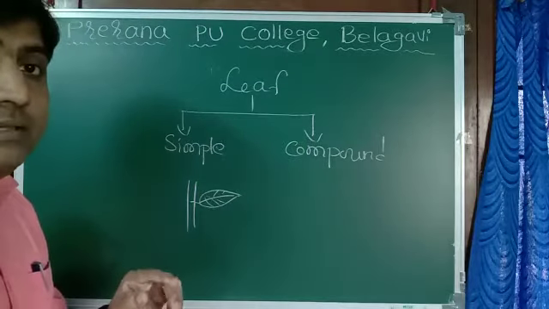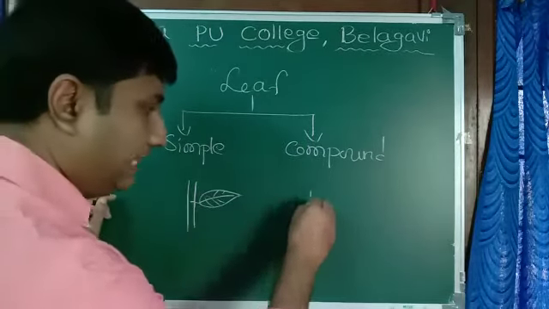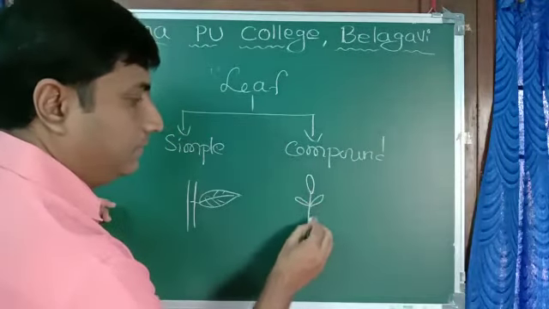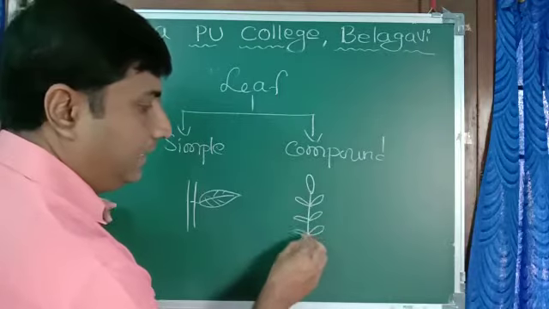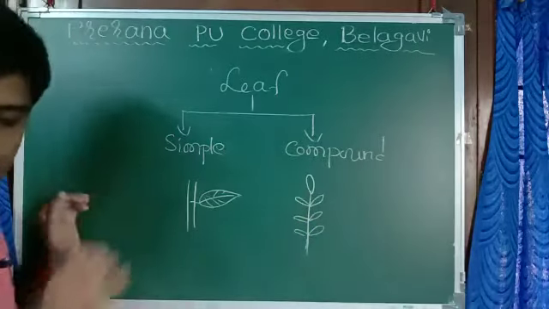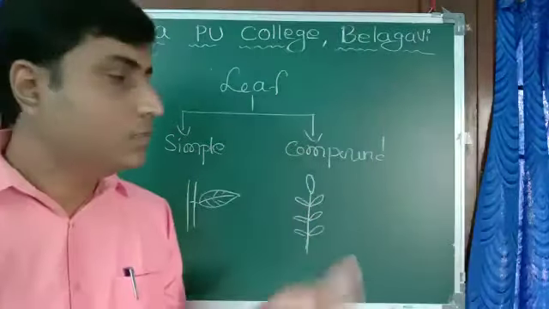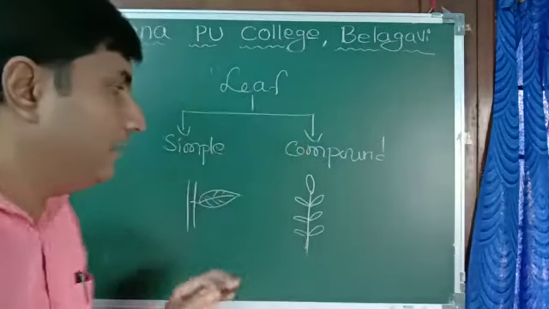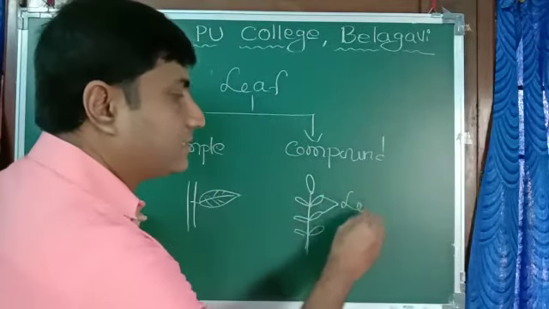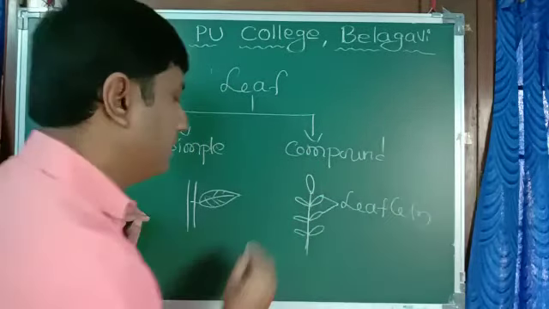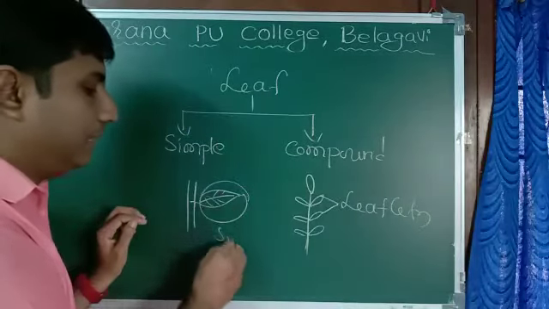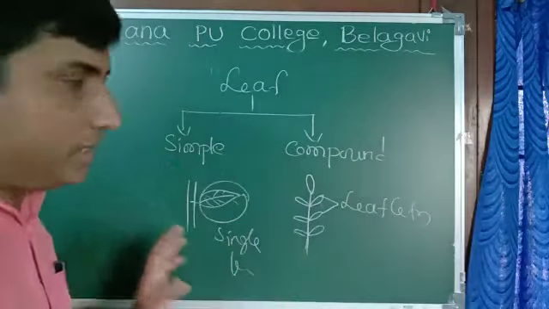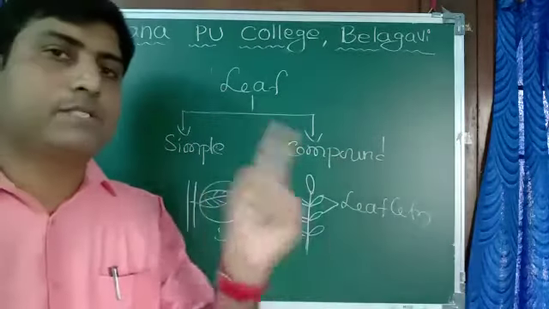In a compound leaf, there will be many leaflets like this, and one rachis. This type of leaf structure is called a compound leaf. Which example can you give? Neem. If you take one leaf of neem, these are called leaflets. This is not a single leaf, these are leaflets. Here there is only one leaf. This is a simple leaf, this is a compound leaf. Thus leaves are of two types, simple and compound.